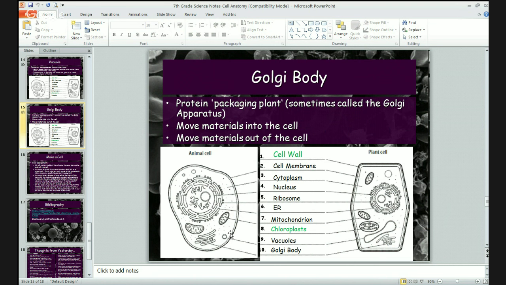It will also process things that have come into the cell. So like I said, it's very much like a post office. It processes everything before it gets sent out of the cell, and it's going to process things as they come into the cell. If you think of your cell like a little city or something, this is like the post office.